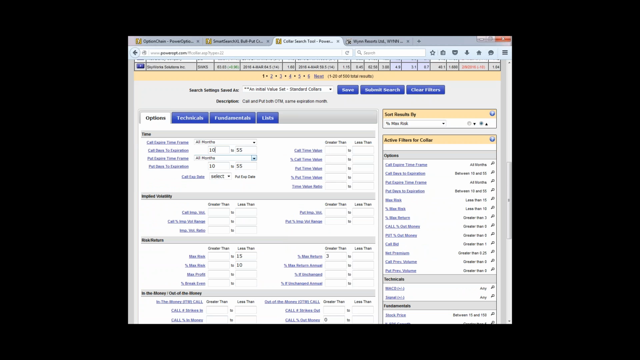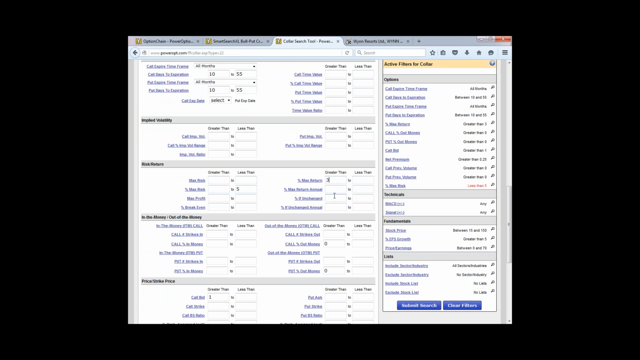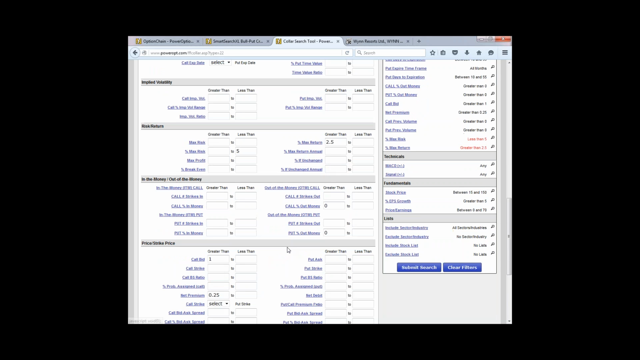In general, I'll leave my expiration time frame here for the options at 10 to 55 days, but I'm going to change my max risk. I'm not going to risk more than 5% of any long collar, and I'm going to put my max return at 2.5%. At the same time, I don't want the call to be too far out of the money. I only want it to be as much as 1 strike out of the money, or maybe 3 or 4%. So I'm going to put my call out of the money 0 to 3%, and then the max risk and the max return, the put out of the money, is going to be dictated by that combination as well.